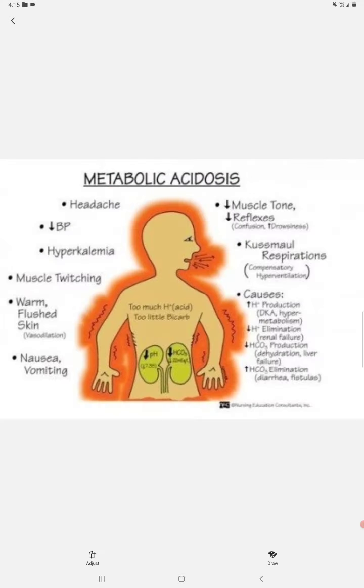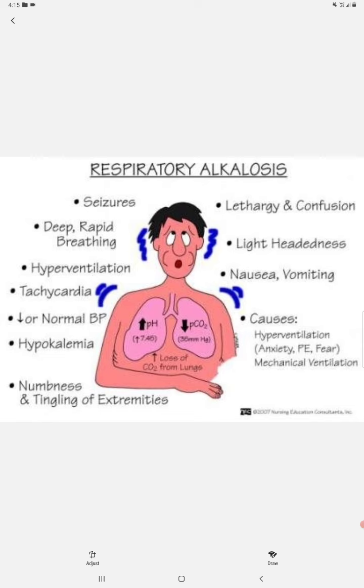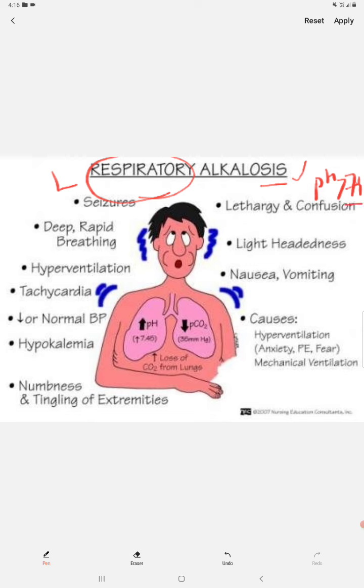The next one is respiratory alkalosis. Here respiratory is again related to the lungs, and in alkalosis the pH is greater than 7.45, because the normal value is from 7.35 to 7.45. So the pH increases and PCO2 decreases, because more CO2 is released from the lungs, because it is respiratory, that's why.